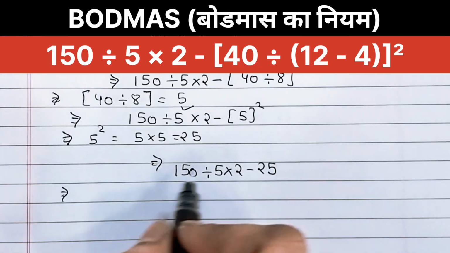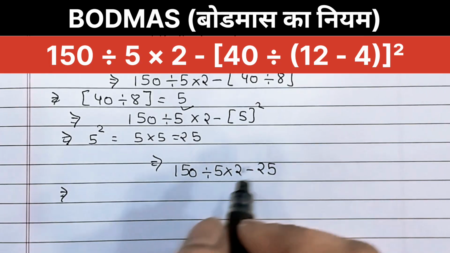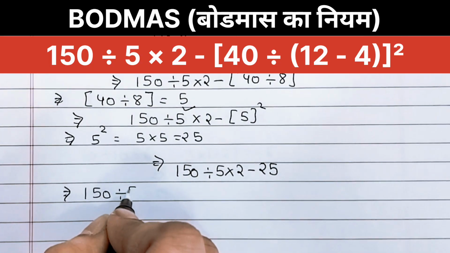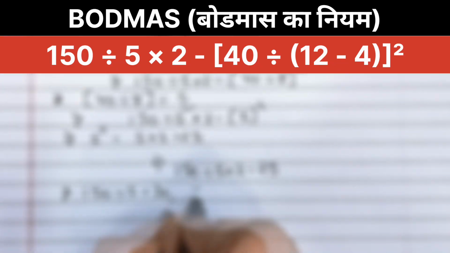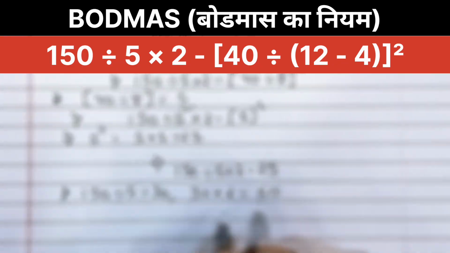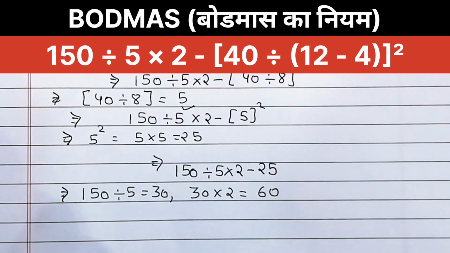Calculate division and multiplication from left to right. We perform division and multiplication in the order they appear from left to right. First, we divide the values: 150 divided by 5 equals 30. The multiplication: 30 multiplied by 2 equals 60. According to BODMAS, division and multiplication hold the same rank, so we simply process them moving from left side of the equation to the right.